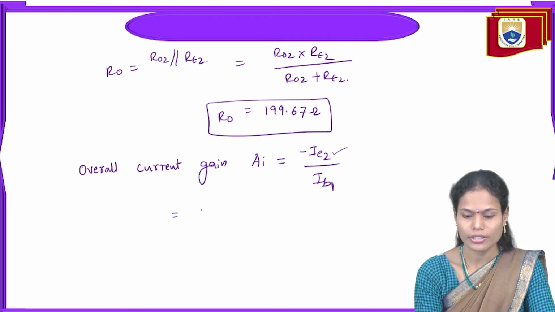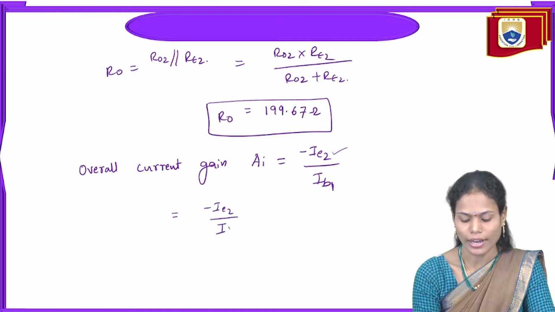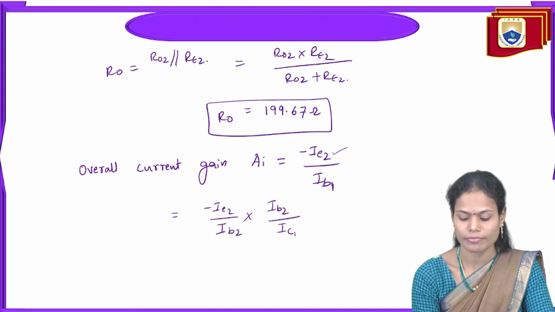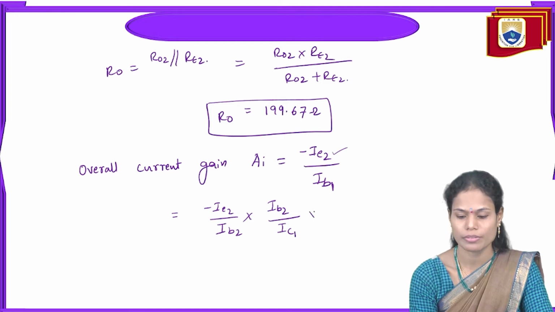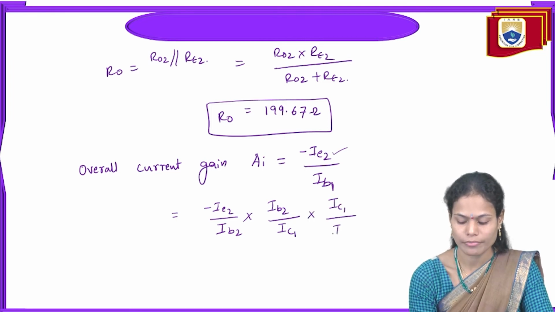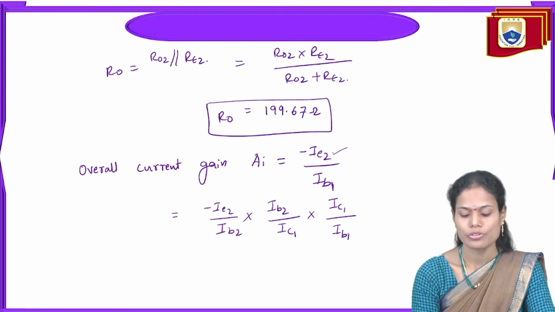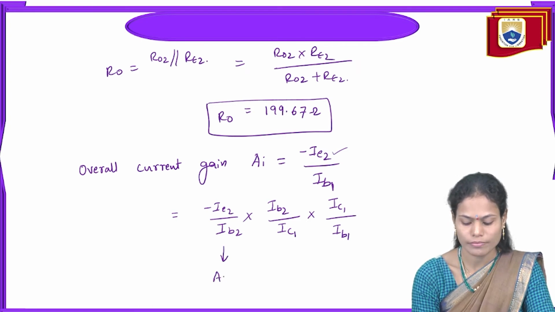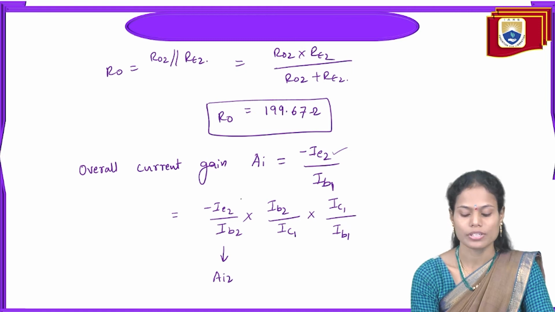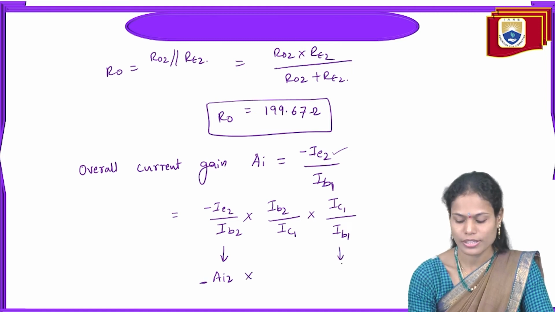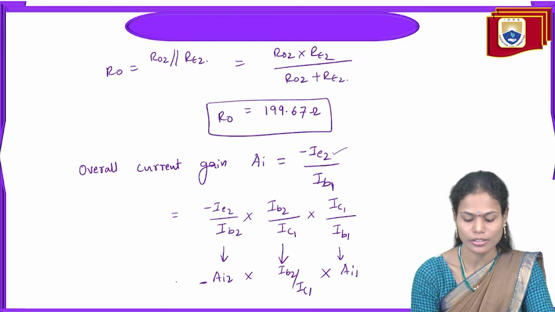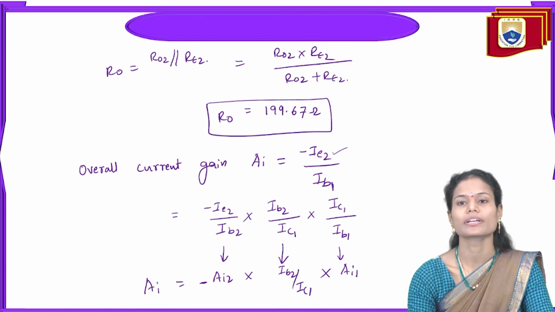So this one we can write as minus IE2 by IB2, and again IB2 by IC1, the output of the first stage, and again IC1 by IB1 here. So this particular term is the current gain of the second stage, and this is the current gain of the first stage. So we need to calculate this particular value IB2 by IC1. Then we will be able to find the overall current gain here.